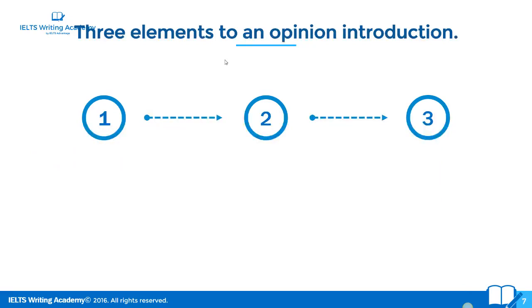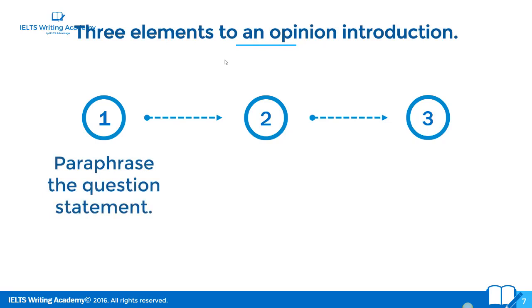So there's 3 elements to an opinion introduction. First, paraphrase the question. Okay, so you're going to get a question statement. First, you need to paraphrase that. Paraphrasing, we're going to look at that in this lesson in more detail. You need to clearly state your opinion. So the question's asking you, do you agree or disagree? It's a very, very good idea to clearly state your opinion in the introduction.